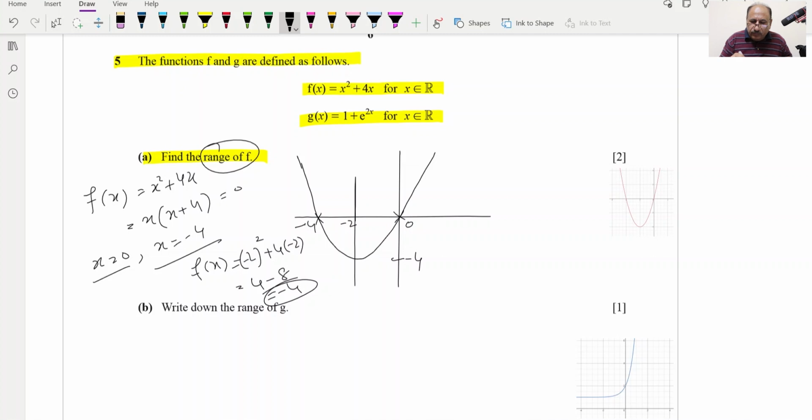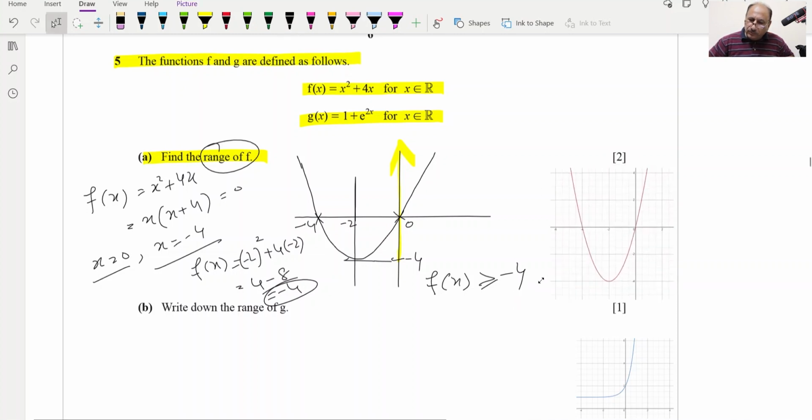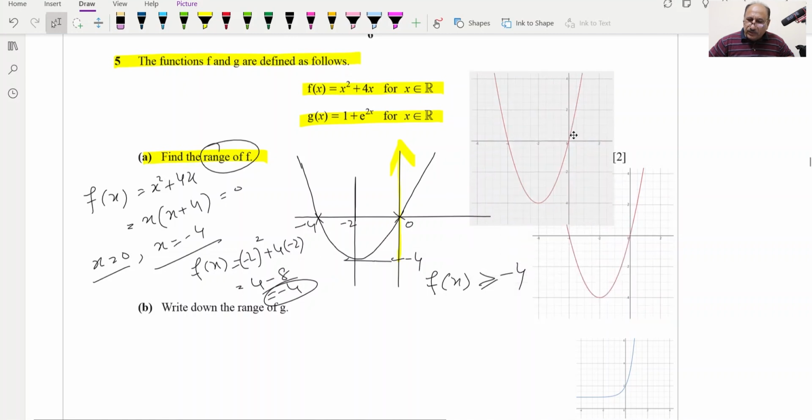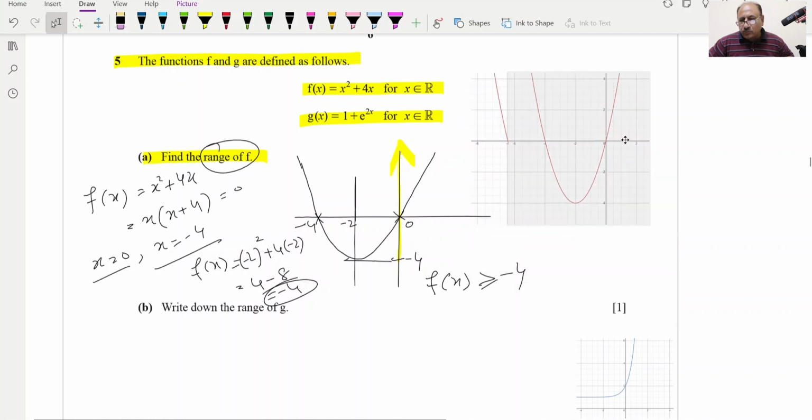So this point will be minus 4, so the y value range is y greater than or equal to minus 4, so above this one. So we can write here f of x is greater than or equal to minus 4. I have plotted this graph on the coordinate axis, and this is basically an accurate graph made by software.